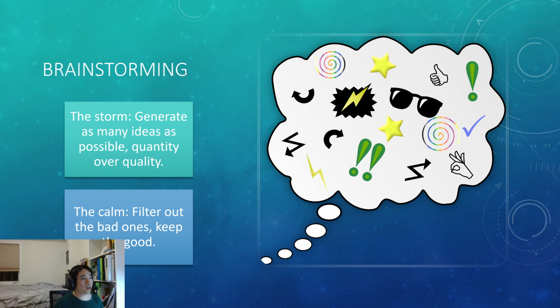When you're actively in the storm, you generate as many ideas as possible, and you don't really care about the quality of these ideas. You just generate them, put them out. Like, I don't know, spam them in chat or something. Well, don't actually spam the chats on Zoom, okay? Then we have the calm. After the storm is over, you filter out the bad ones and keep the good ones.